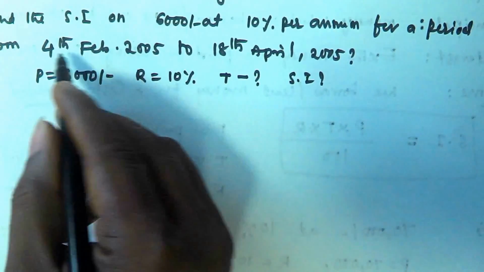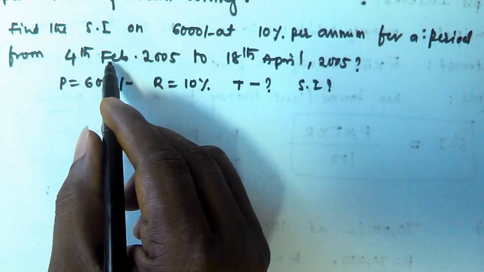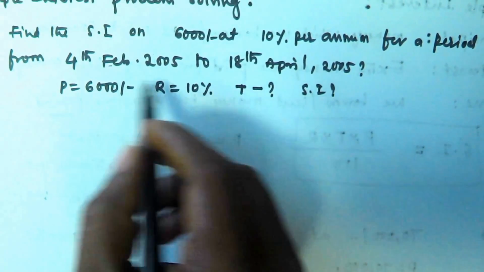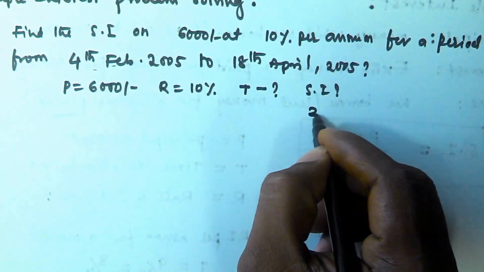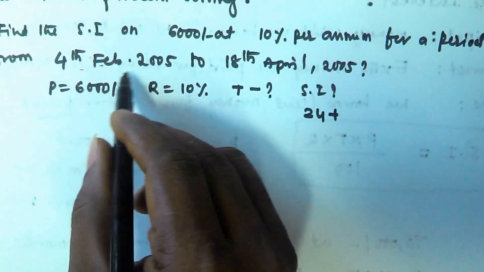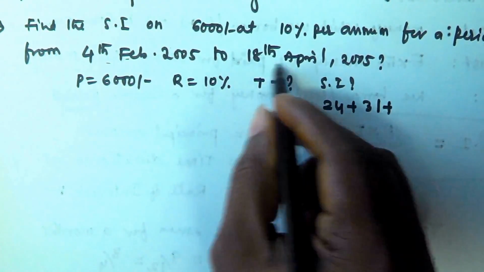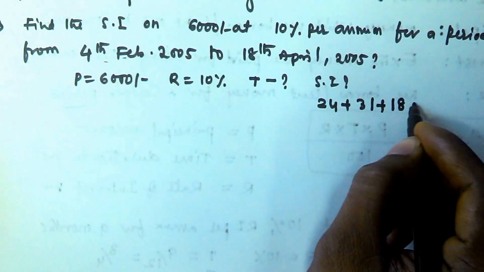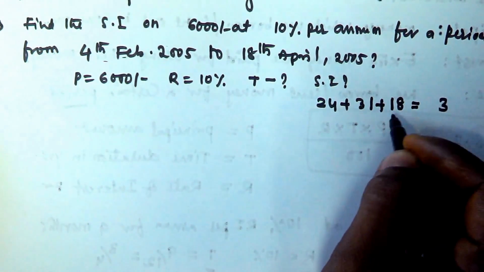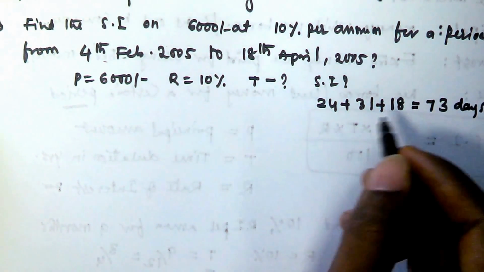Okay, so from February 4th to 18th April. 2005 is a non-leap year, so February will contain the remaining 24 days, March contains 31 days, and then April 18, so I am adding these 18 days. If we add these, 24 plus 31 plus 18 gives 73 days. Okay, the time duration is 73 days.